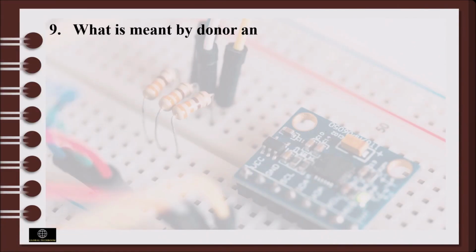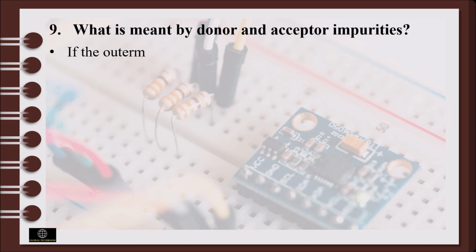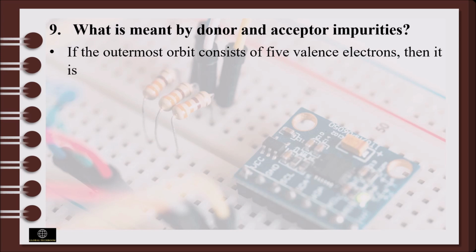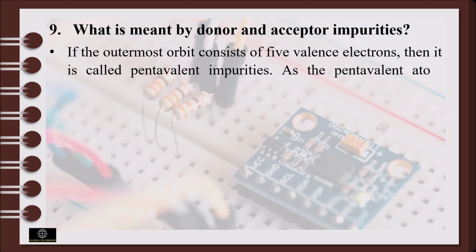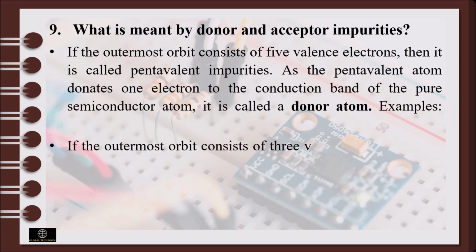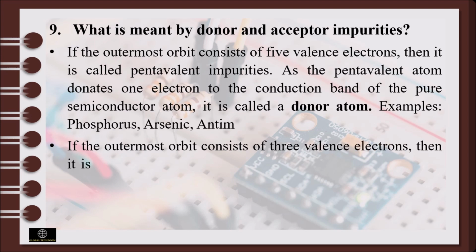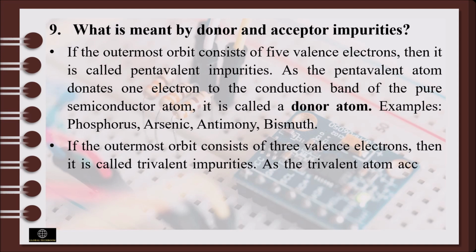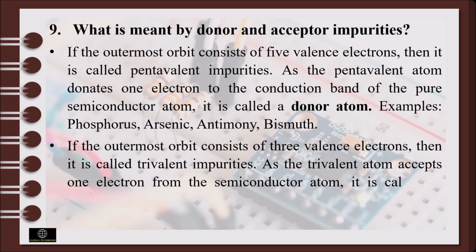What is meant by donor and acceptor impurities? If the outermost orbit consists of 5 valence electrons, it is called a pentavalent impurity, and this pentavalent atom donates 1 electron to the conduction band of the pure semiconductor atom. So it is known as a donor atom. While if the outermost orbit consists of 3 valence electrons, it is called a trivalent impurity, and this trivalent atom accepts 1 electron from the semiconductor atom. Hence, it is called an acceptor atom.